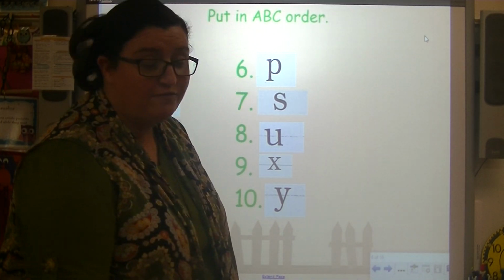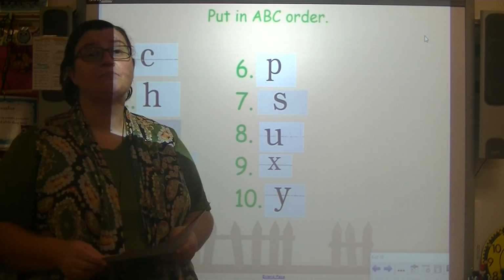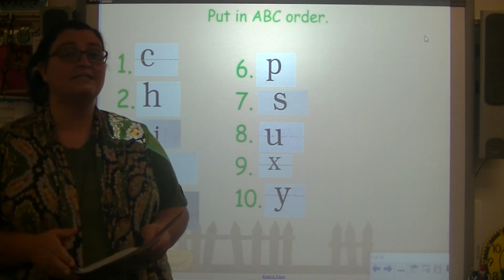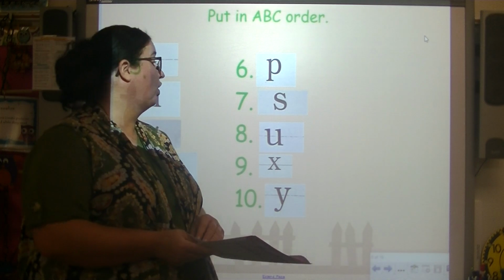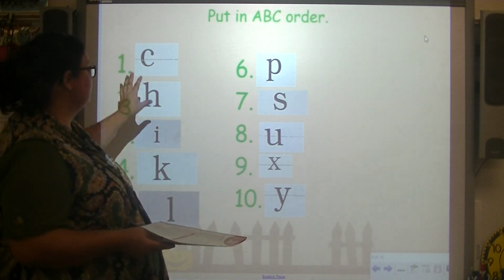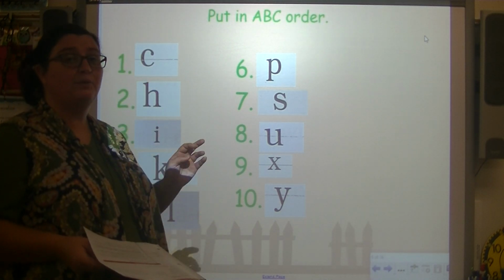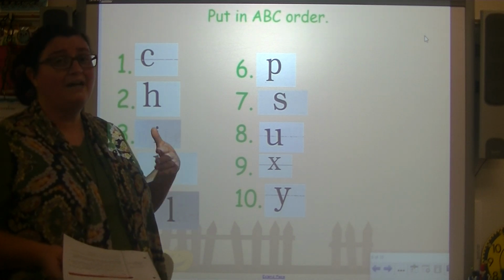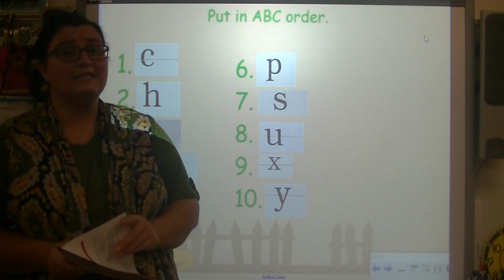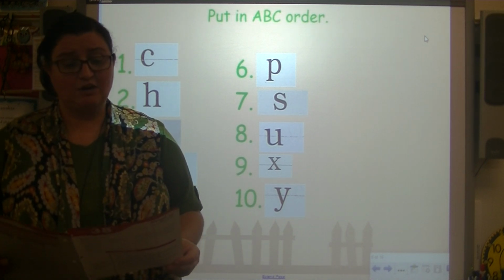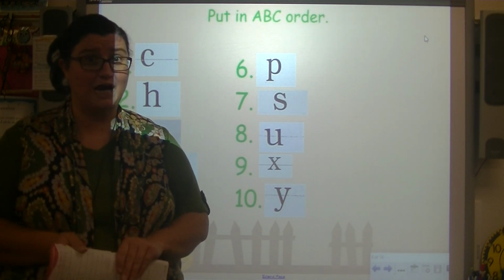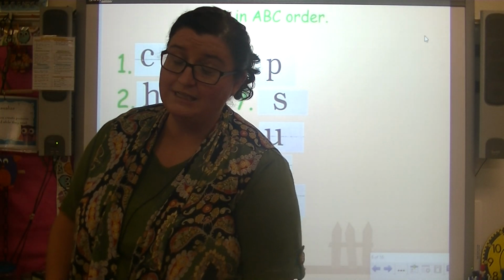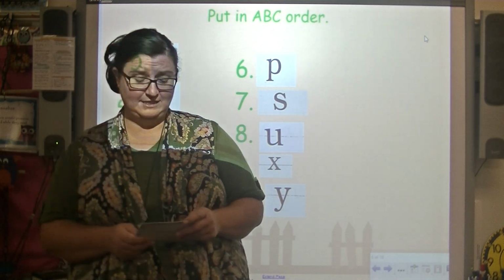You call that alphabetize. What do you call it? Alphabetize. It means put them in A, B, C order. All right, you can choose to save these letter tiles to practice again putting them in ABC order. Or if you have it down pat, you and your parents may decide to throw those away today. It's totally up to you guys, okay? So if you need extra practice, you can save them and practice. If you don't need them, you can throw them away today.